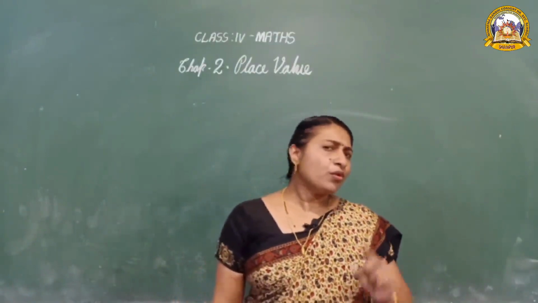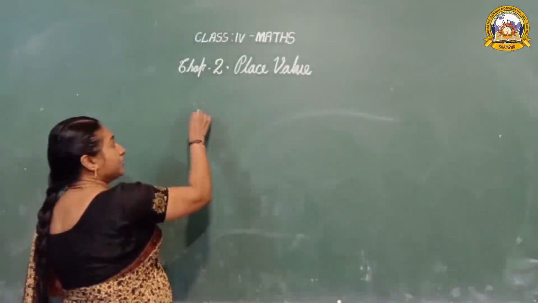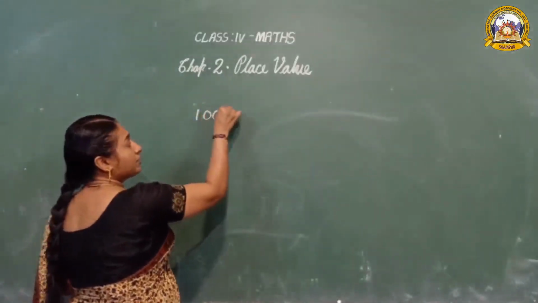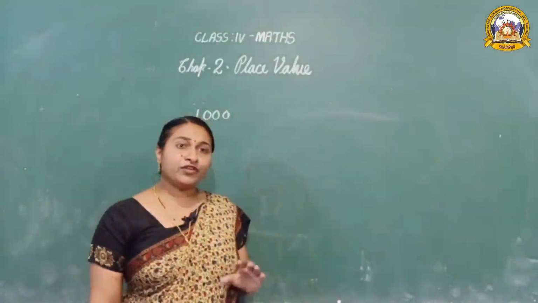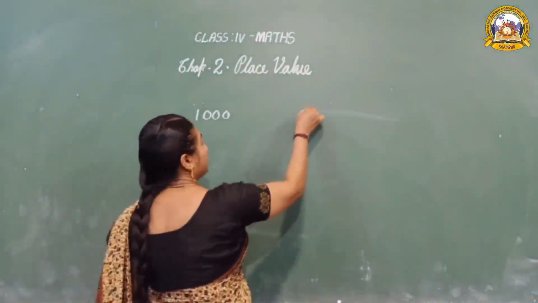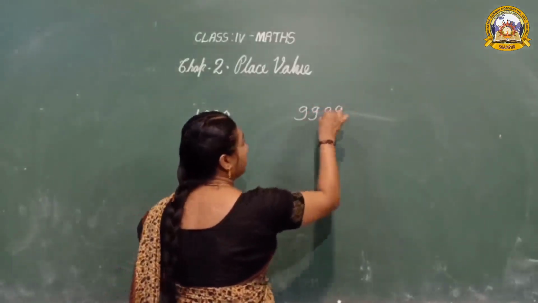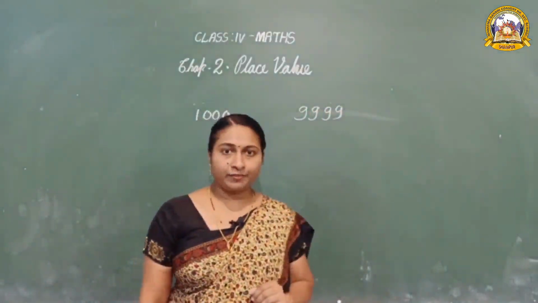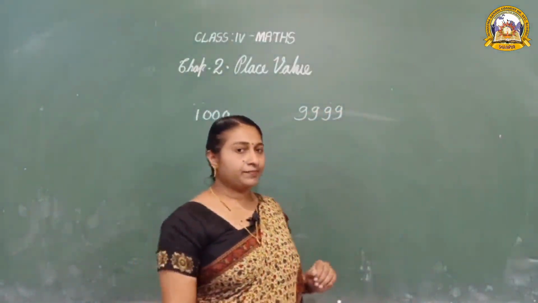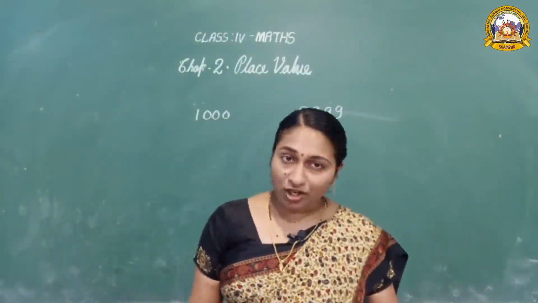Which is the smallest 4-digit number? Yes, 1000 is the smallest 4-digit number. Then which is the largest 4-digit number? Yes, 9999 is the largest 4-digit number. Okay. Can you arrange the digits in the place value chart?